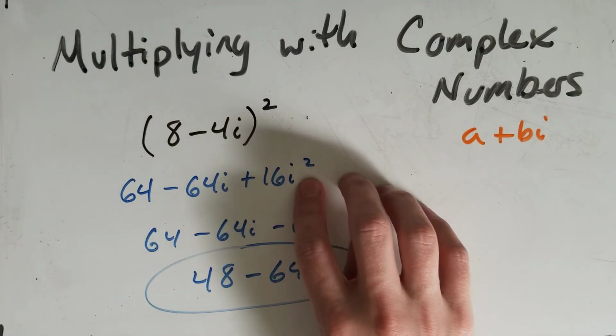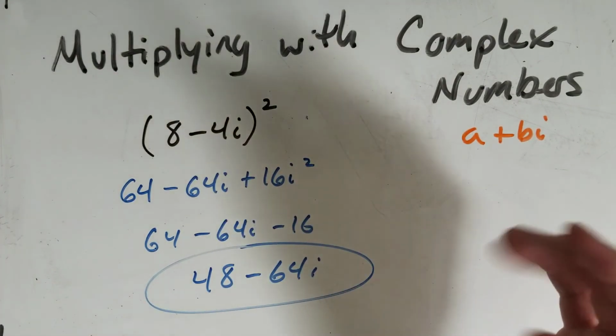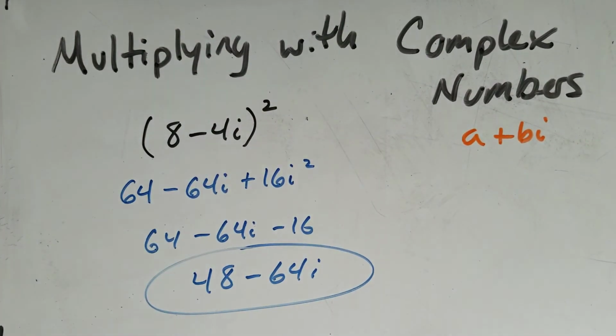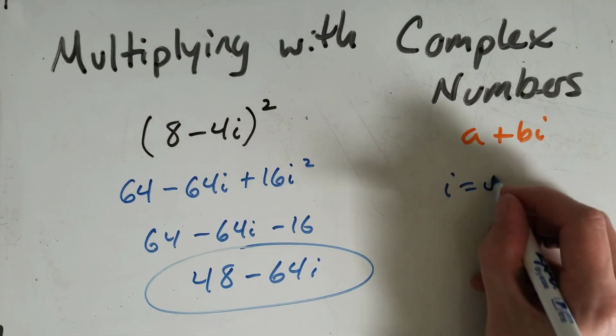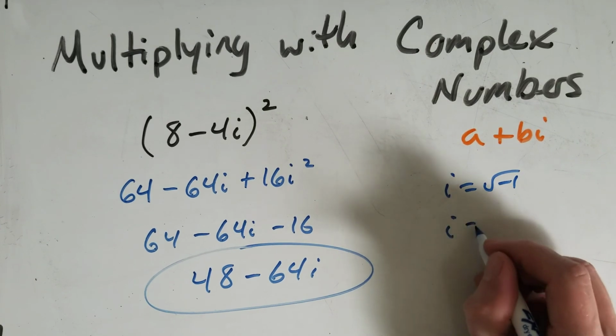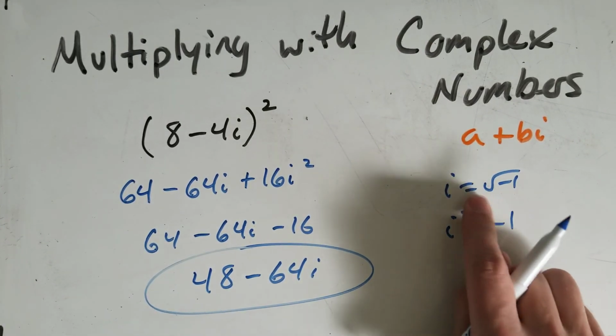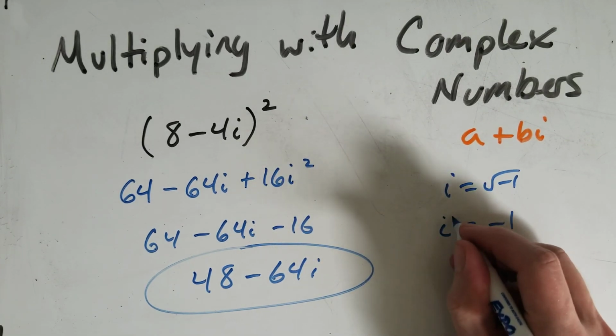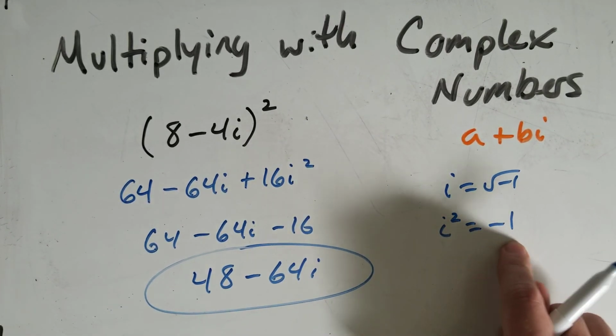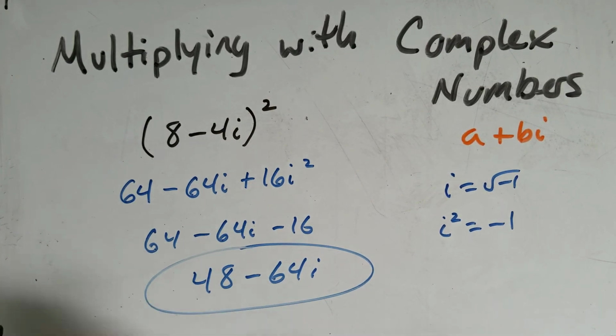So go ahead and try some of these on your own. Be careful with that i squared. Like the i works like a variable, but we do know its value. i is equal to the square root of negative 1, and the value of i squared is going to be equal to negative 1, so we can substitute that in to get in the right form here.